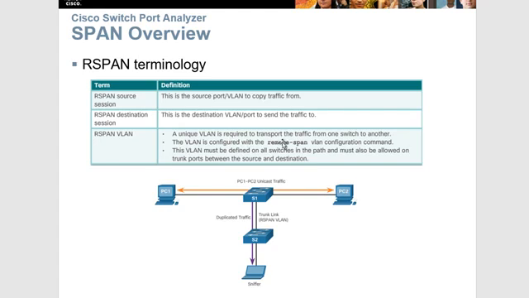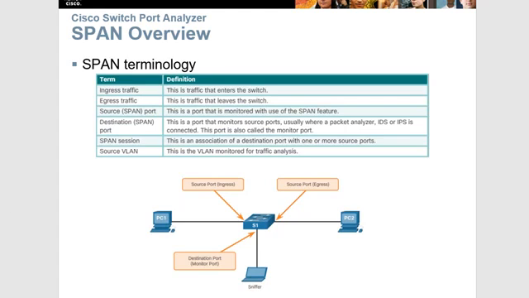It's going to be configured with the remote-span VLAN configuration command. So remote-span, then that VLAN. And that VLAN is going to be defined on both switches down here. And that VLAN has to be allowed through the trunk port between the switches, so that's going to have to be set up there as well. I don't believe you will have to set this up in your labs. All you'll have to set up is your normal SPAN. Okay, and we're going to go over that right now.